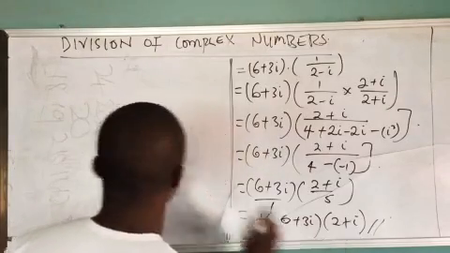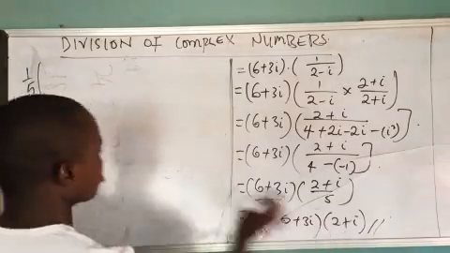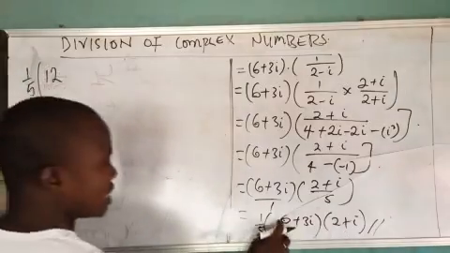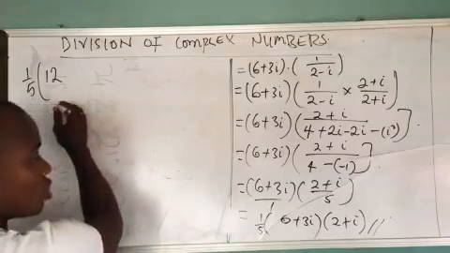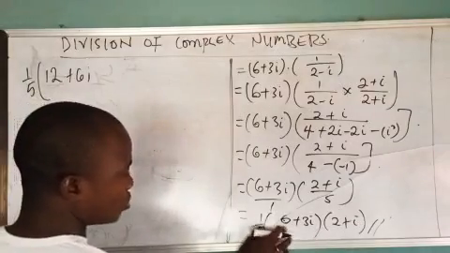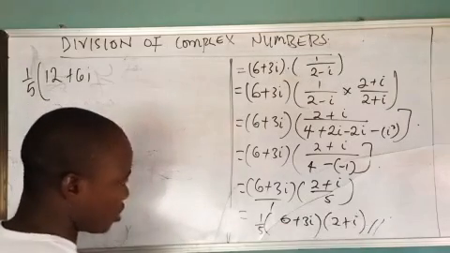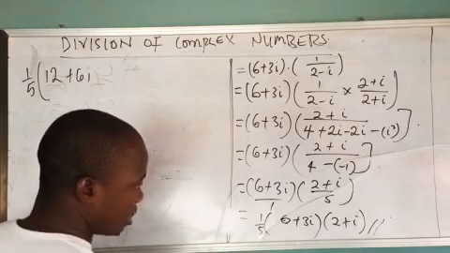We multiply this one by this. That is, we have 1 over 5. 6 times 2 gives us what? 12. 6 times i gives us what? Gives us 6i. Then we are done with this. That is, we've already used this to multiply the 2 terms in the brackets.